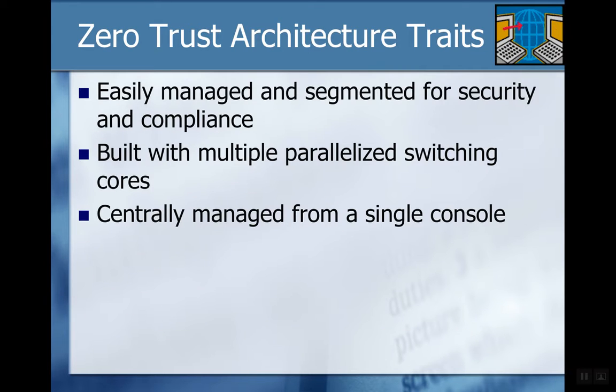So a couple of architectural traits. The idea is when it's designed, you manage the segments for security and compliance from the ground up. The architecture is maintained around a switching core, with parallel environments built coming off of that switching core, which enables you to manage it centrally from a single console. So you don't see a distributed security model. It is actually a centralized security model with distributed access, or distributed operations, but it's centrally managed.